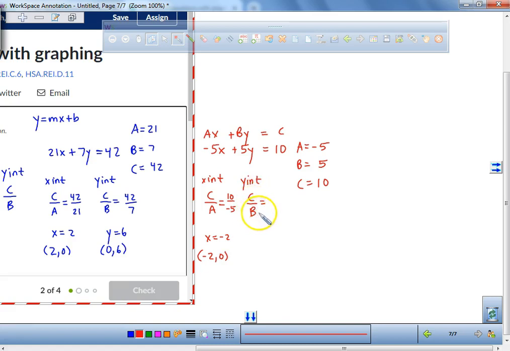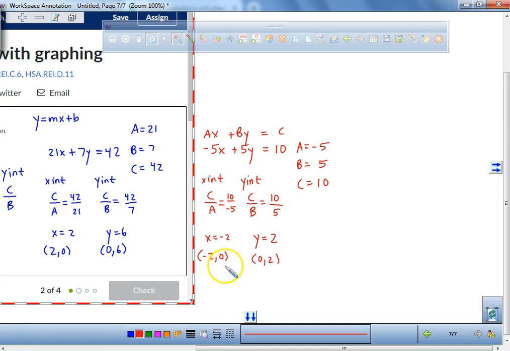C divided by b. Our c value is still a 10. Our b value is 5. So what's our y-intercept? 10 divided by 5, which is a 2. So we're at 0, 2. All right, so we're at 0, 2, and negative 2, 0.